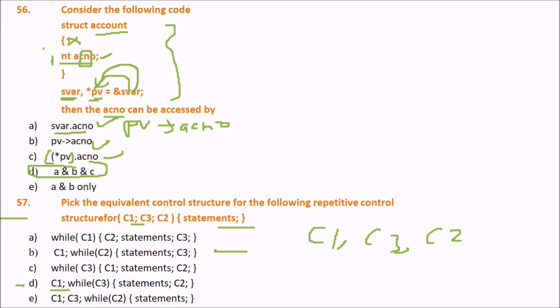This is the initialization. This is the second part, that is the condition part, and third is your C2. First is always the initialization part, second is condition part, and third is increment or decrement. So C2. So the equivalent control structure for the repetitive control structure for this statement will be our D.